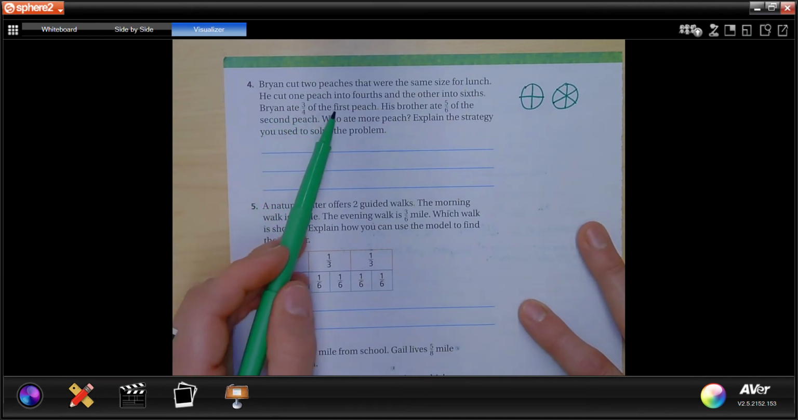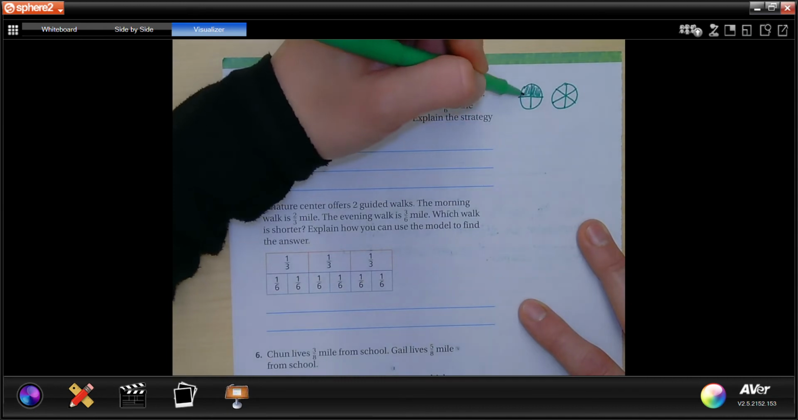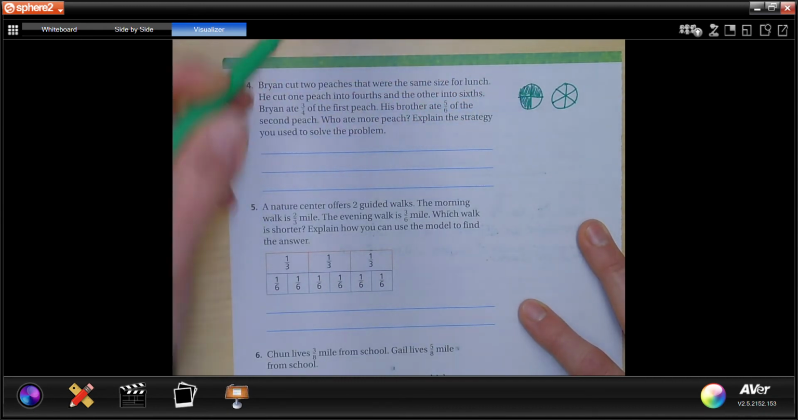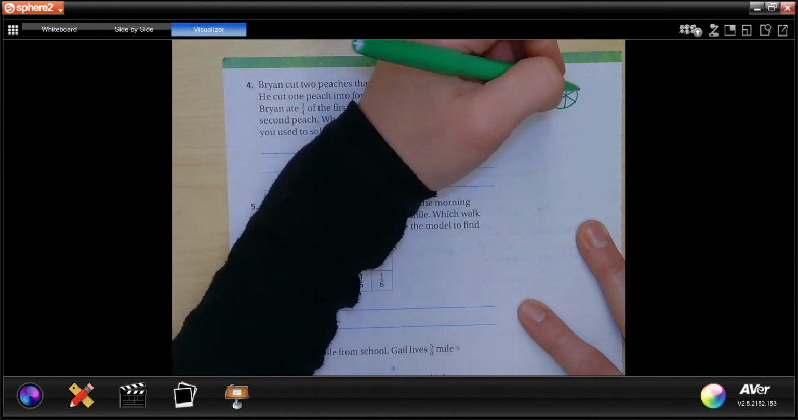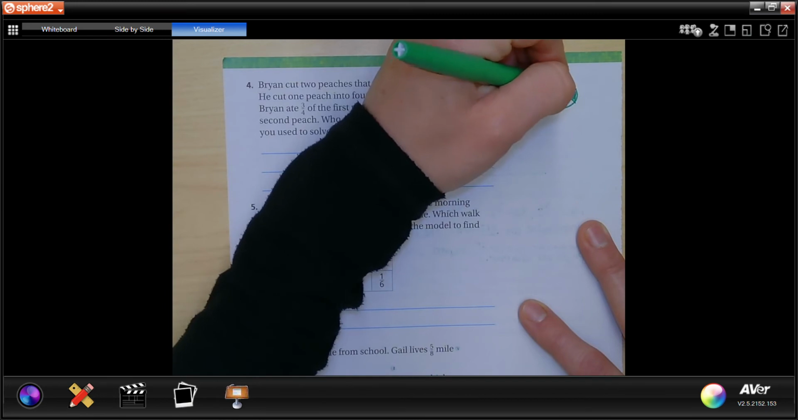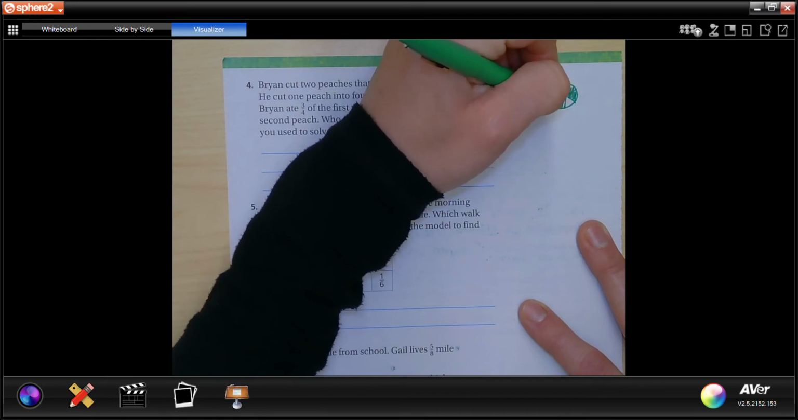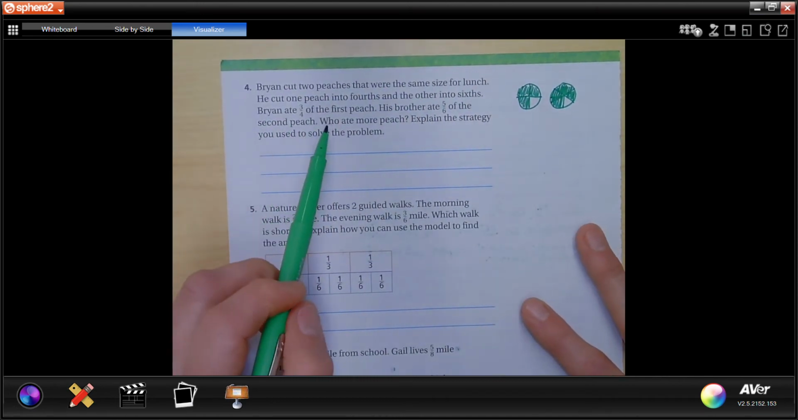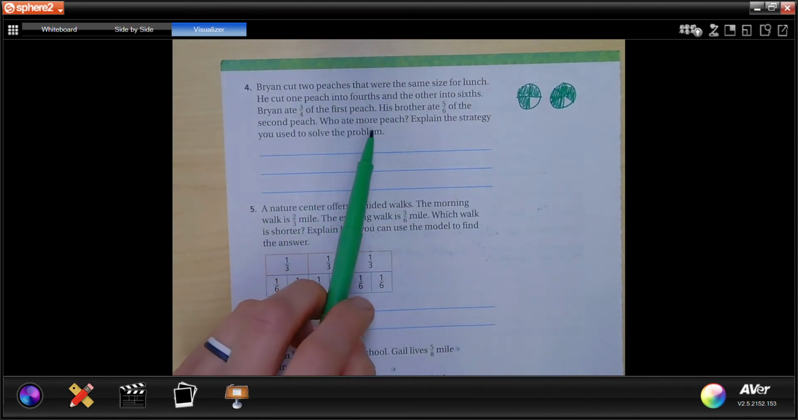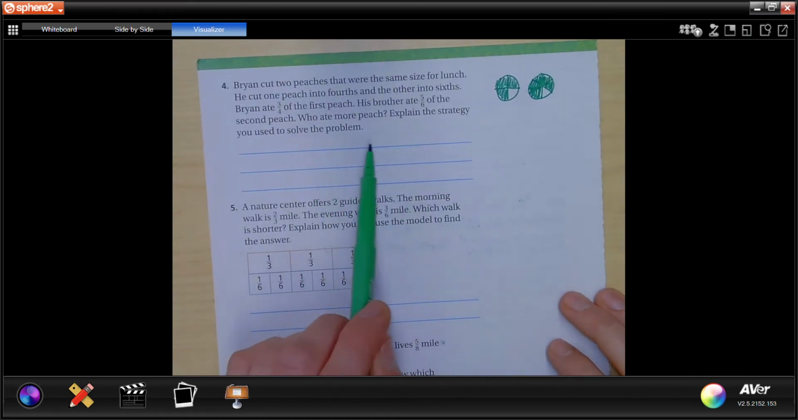Brian ate 3/4 of the first peach. 1, 2, 3 out of 4. His brother ate 5/6 of the second peach. 1, 2, 3, 4, 5 out of 6. Who ate more peach? Explain the strategy we used to solve the problem.